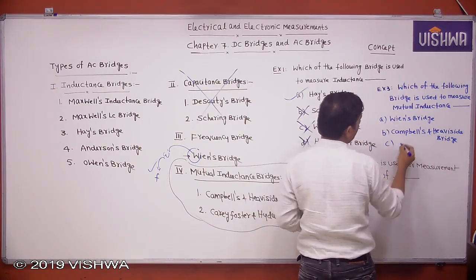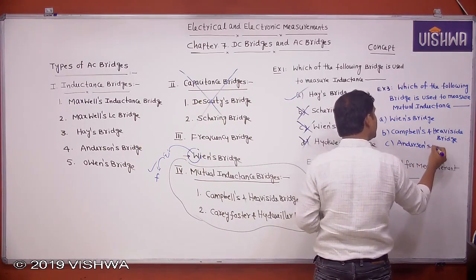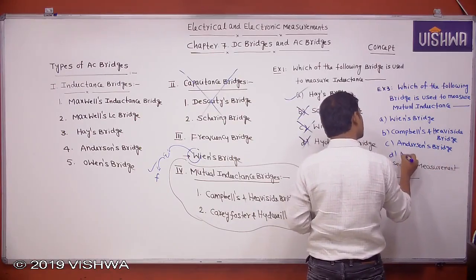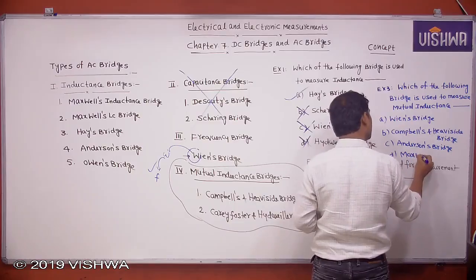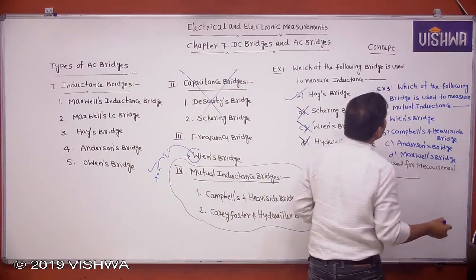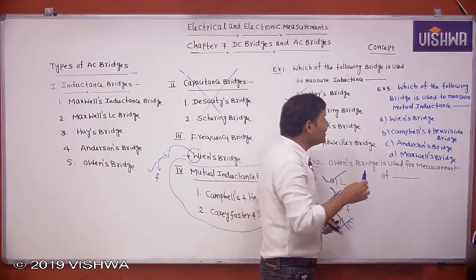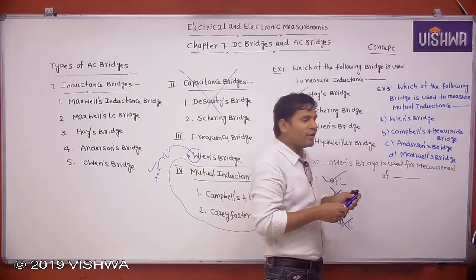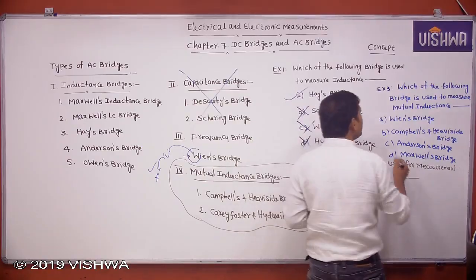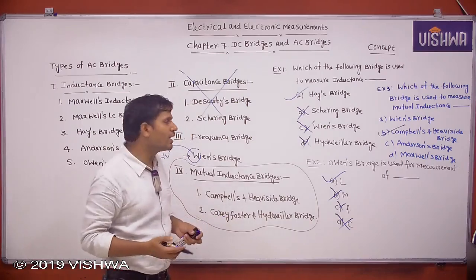Option C, Anderson's bridge. Option D, Maxwell's bridge. Then what is the option, you tell me? These are already your remembering bridges, that's why you can easily answer. And if the options are given like this, again very easy to identify, because a combination of names is given, your answer is Campbell's and Heaviside bridge, the mutual inductance bridge. Like this we can answer any question.